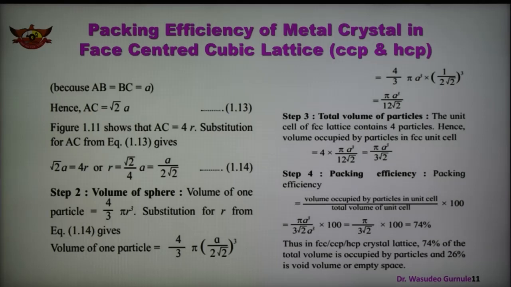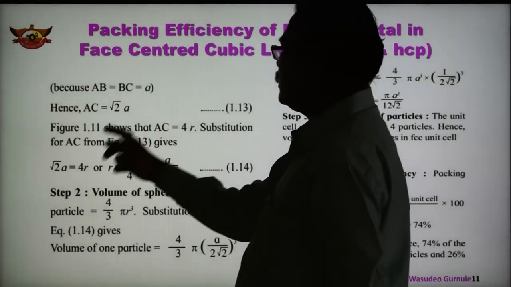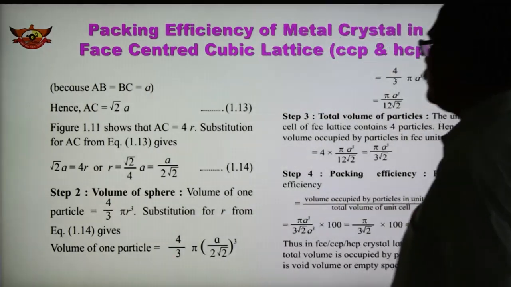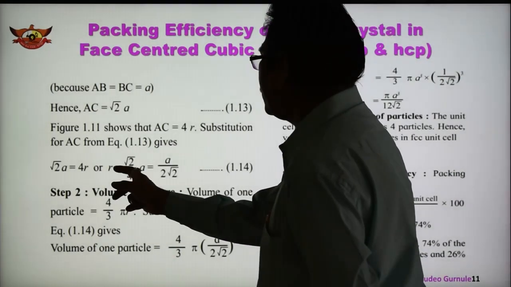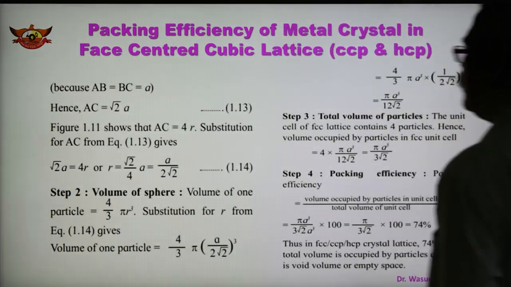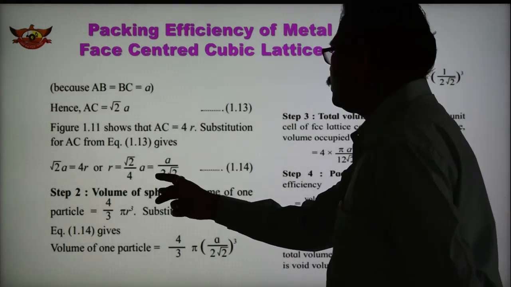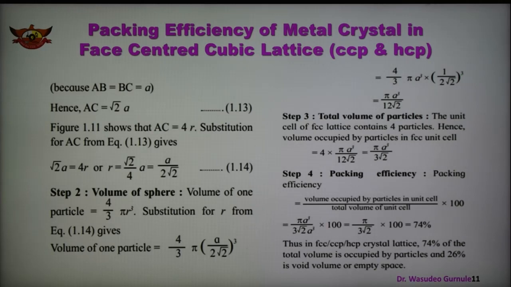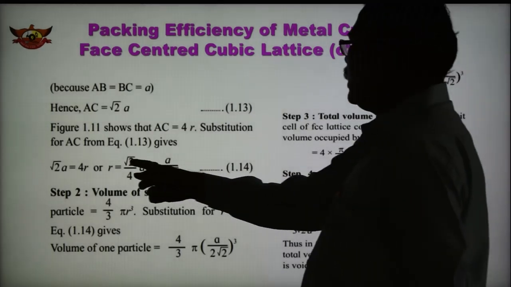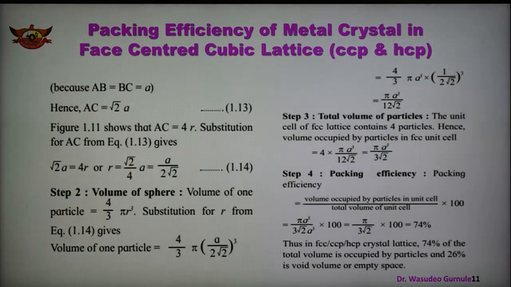Now from the figure it also shows that AC equal to 4R, the diagonal which is there. So substitute this value in the above equation. So we obtain root 2 A equal to 4R, and R equal to root 2 upon 4 into A, or we can write A upon 2 root 2. So this is the R, R is the radius of the particle. So R can be known by using this formula.